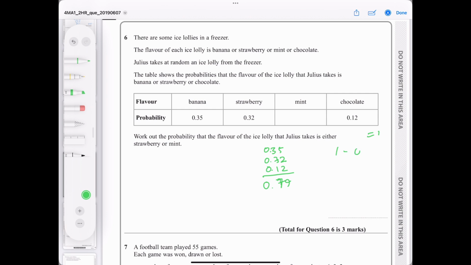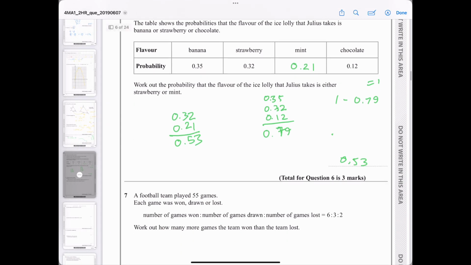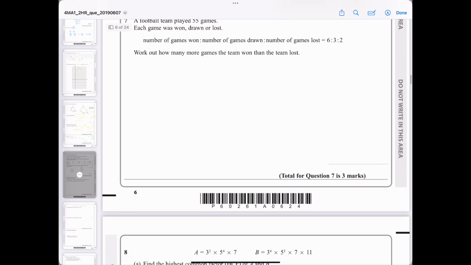So 1 minus 0.79 is 0.21. Work out the probability that the flavour of the ice lolly is either strawberry or mint. So that means the chance of it being a strawberry or a mint ice lolly is 0.53. So just over half the chance you get a strawberry or mint. I'd be really disappointed if I got a mint.